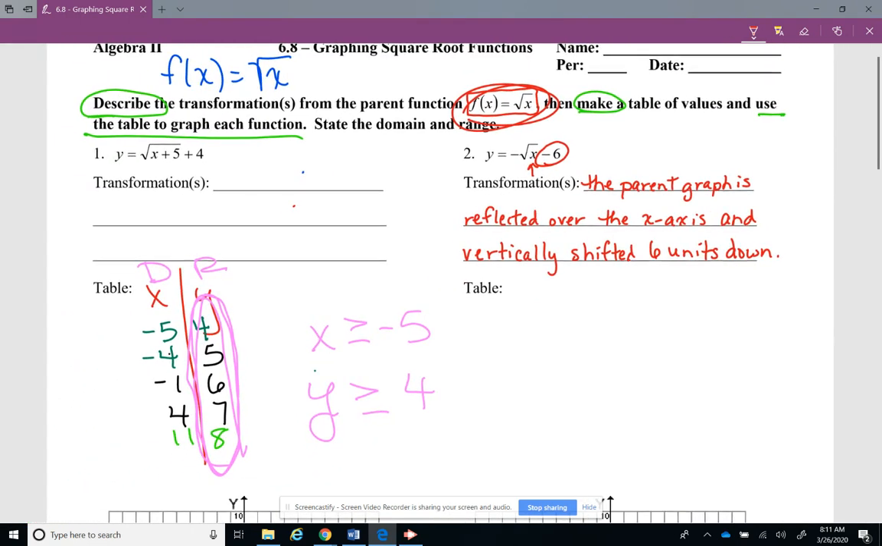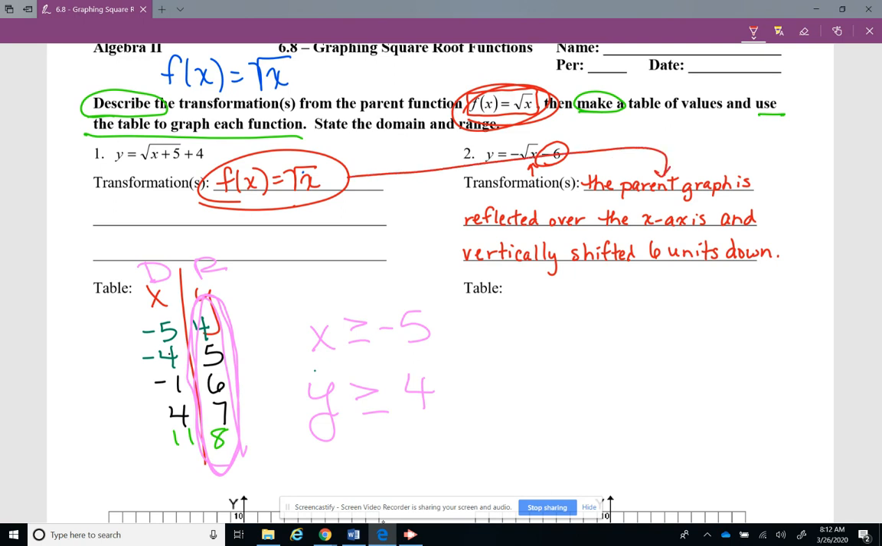So you notice I did a little bit different this time. Before, I had said f of x equals the square root of x. That was another way of saying the parent graph. That's the parent graph I'm talking about right here.